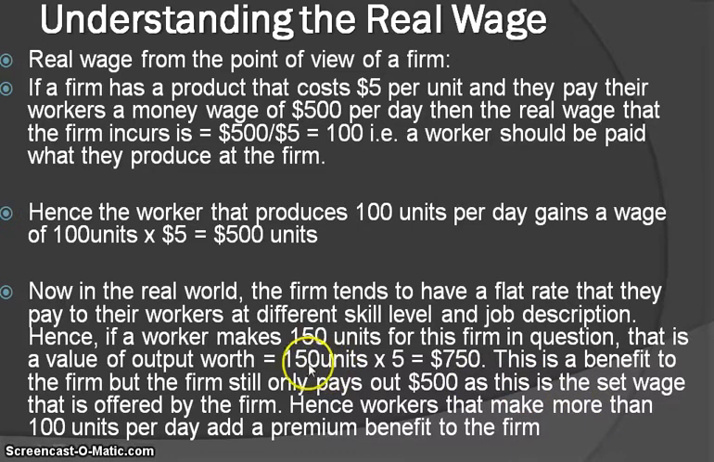This aspect of the worker producing more than 150 units is a benefit to the firm, but the firm only pays out $500, as this is the set wage that is offered by the firm. Hence, workers that make more than 100 units per day are a premium benefit to the firm. Alright? So this is how the firm internalizes or recognizes the real wage. It's calculated the same way as the money wage divided by the price, but in this case here, the firm will divide it by the price of the product that they are producing, and would assess how much they would pay the worker versus what the worker would contribute to the organization.